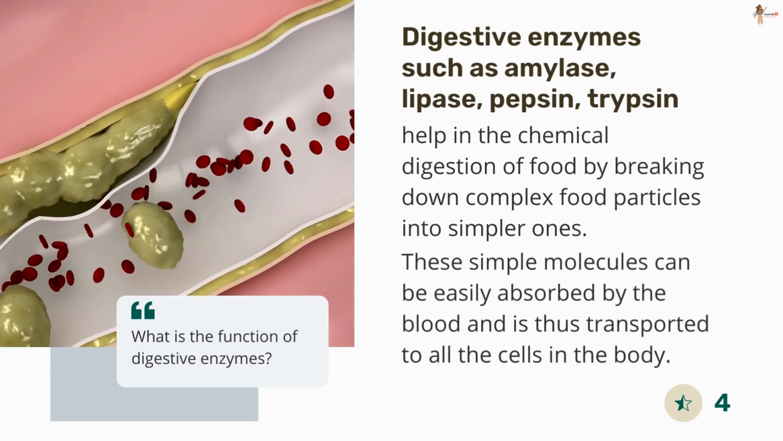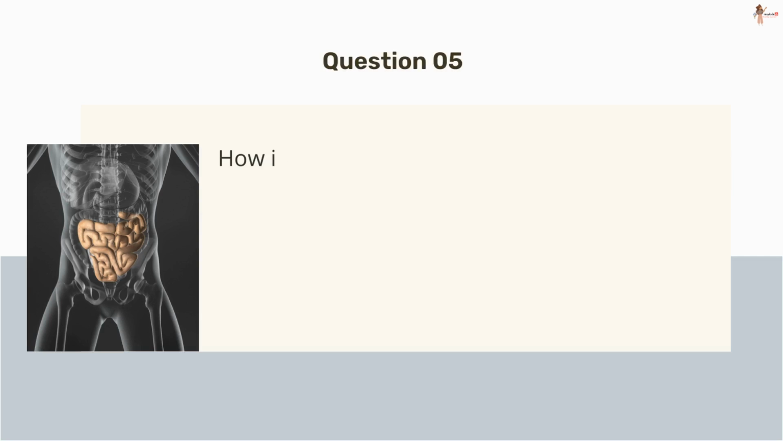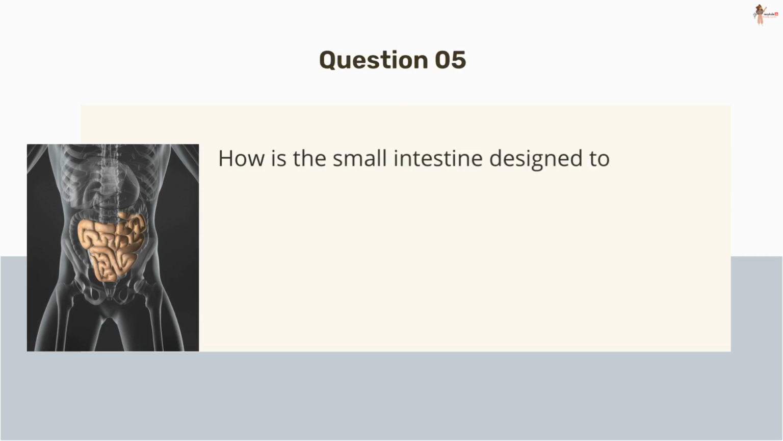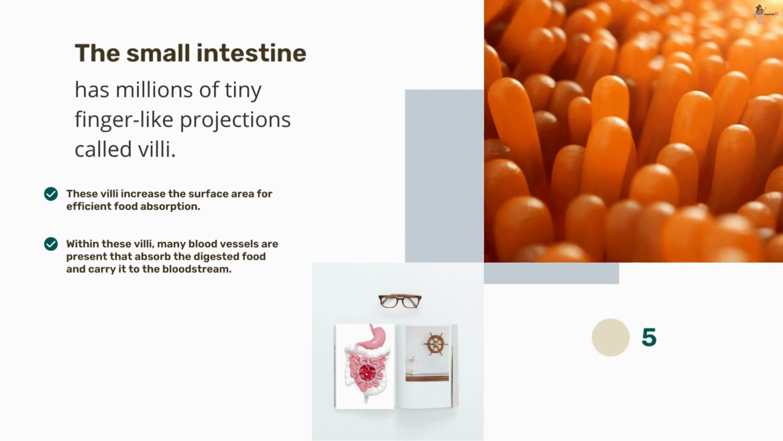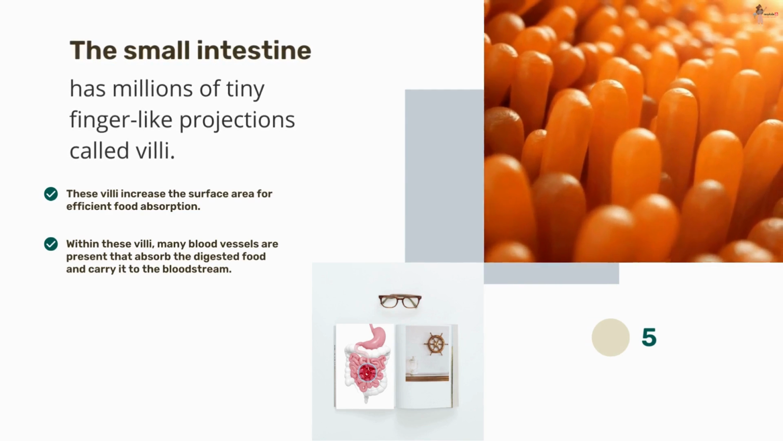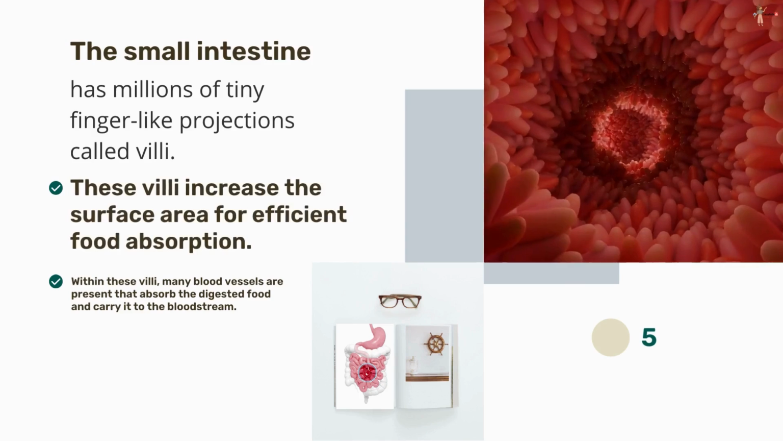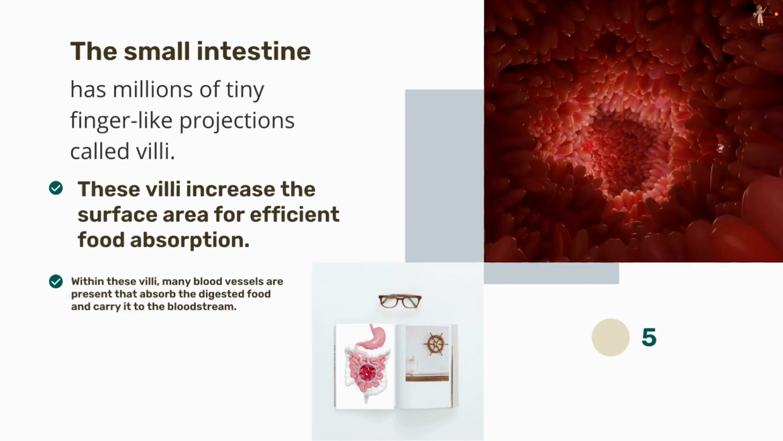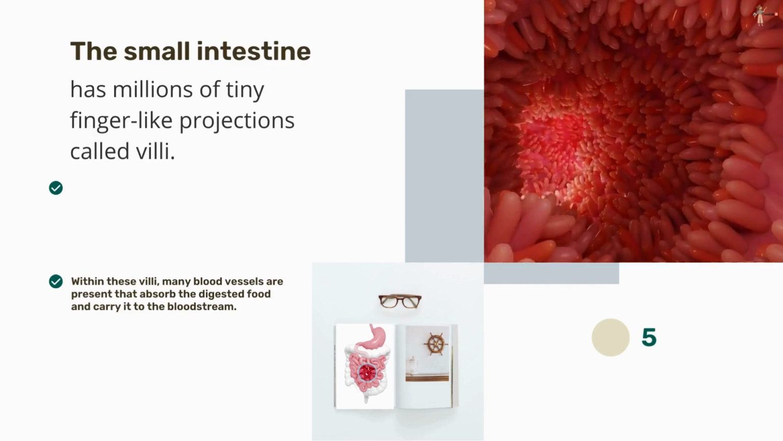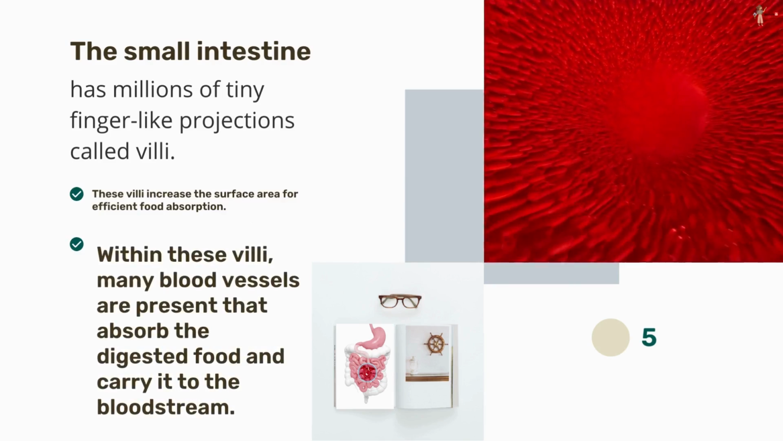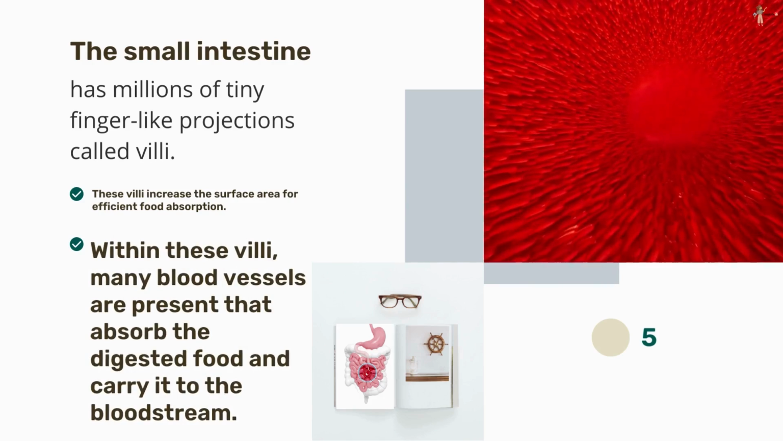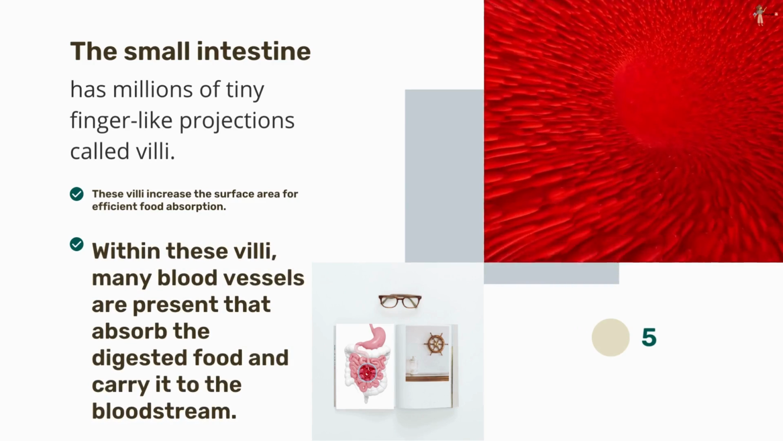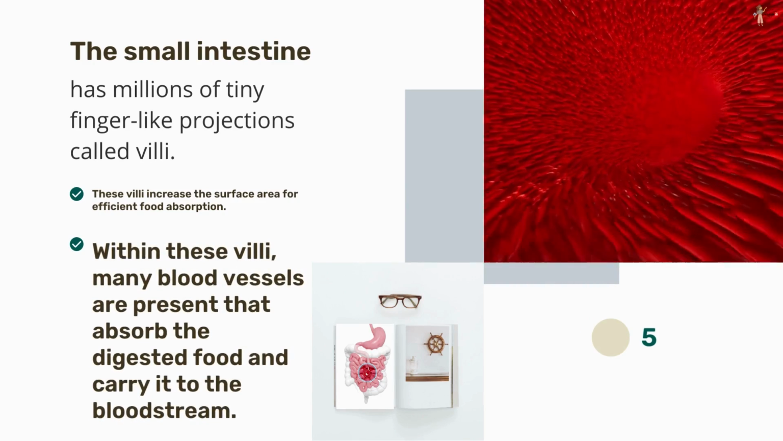And the last question from this part is, how is the small intestine designed to absorb digested food? The small intestine has millions of tiny finger-like projections called villi. These villi increase the surface area for efficient food absorption. Within these villi, many blood vessels are present that absorb the digested food and carry it to the bloodstream.